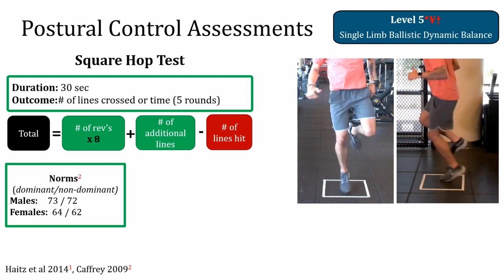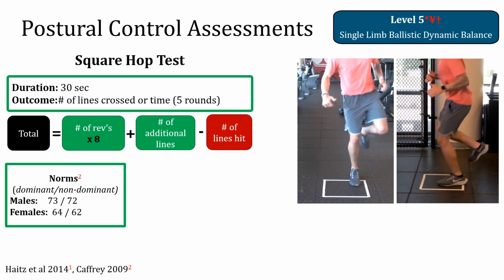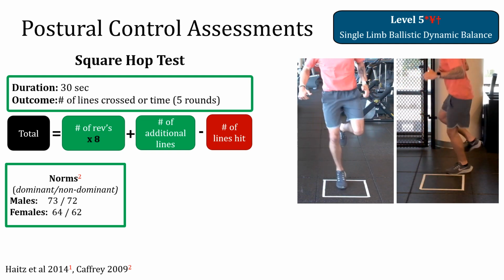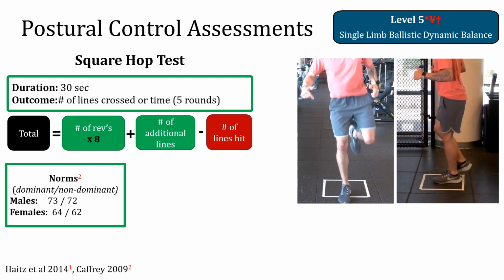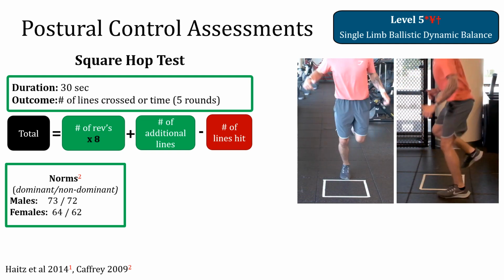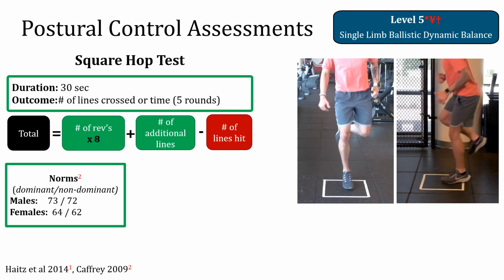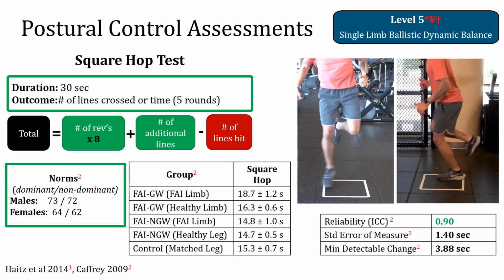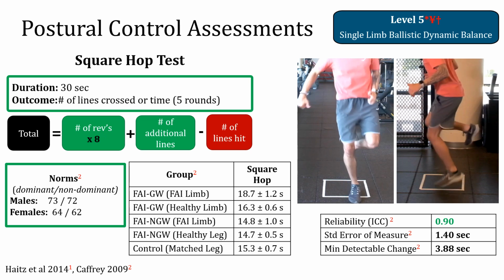If you want to do it for the number of lines crossed, you can see the equation there of number of revolutions multiplied by 8, the number of additional lines, minus those lines that they actually step on. You can see the norms there as far as the dominant and non-dominant limb. If you're doing it for time, that is 5 rounds.